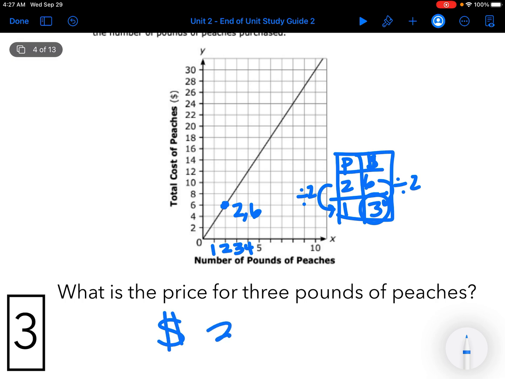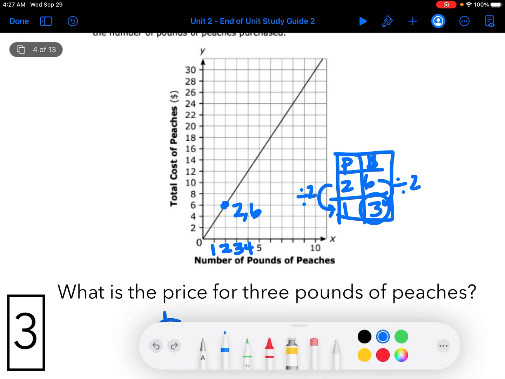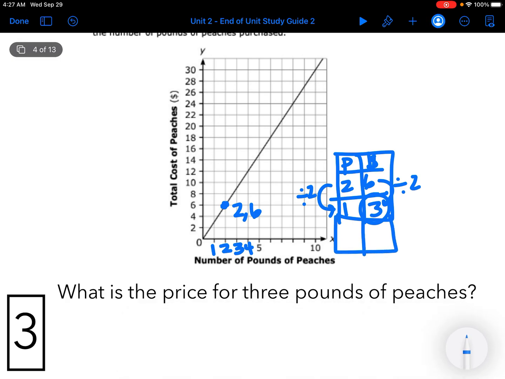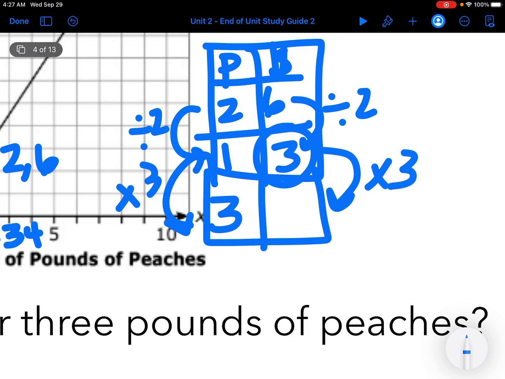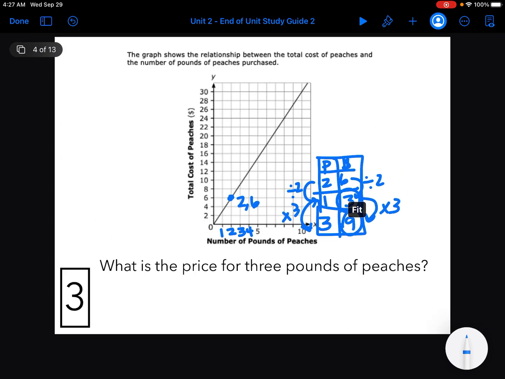So what's the price for 3 pounds of peaches? Oh, not 3 pounds of peaches. That's for 1 pound of peaches. Good thing I reread it. So I multiply by 3. I get 9.